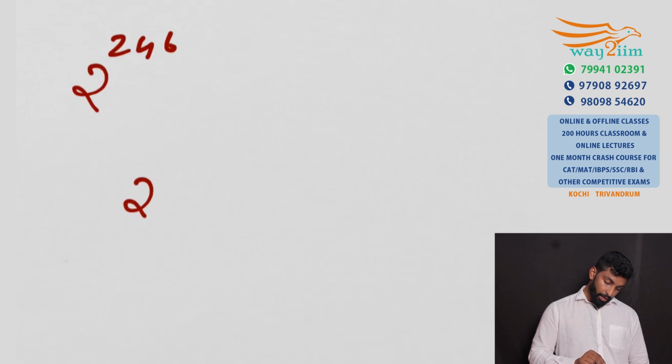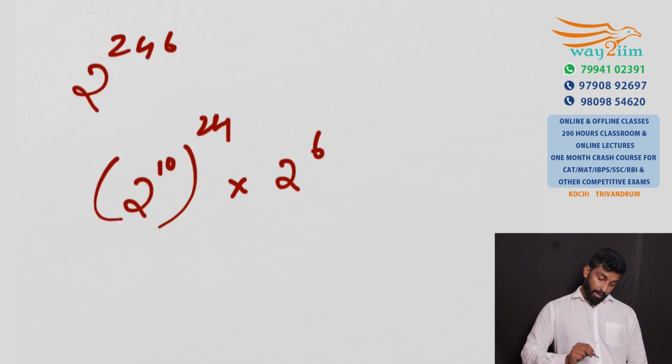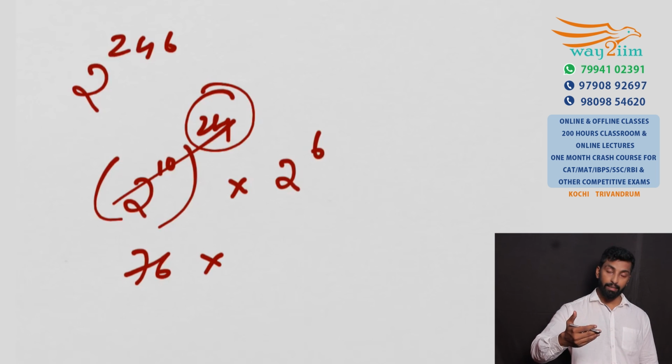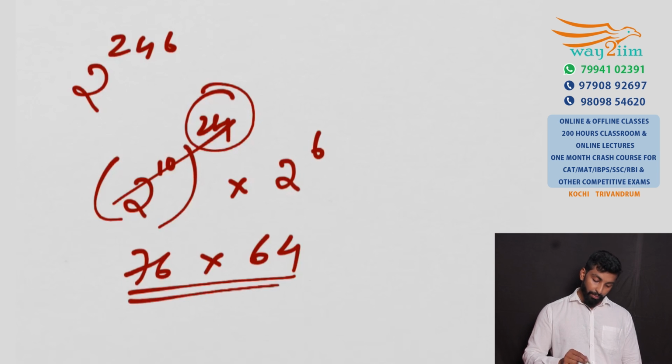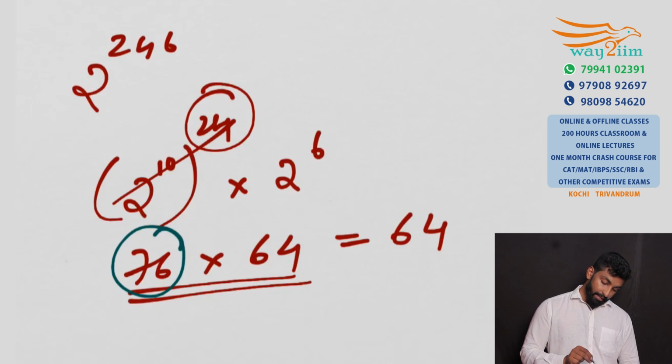Let's take the question 2 raised to 246. Now how will you write it? 2 raised to 10 raised to 24. That means up to 240 is covered, right? Then you can write it as 2 raised to 6. So this part, this is 76 because this is even, and this part you need to count manually. 2 raised to 4 is 16, right? 2 raised to 5 is 32, 2 raised to 6 is 64, and then you have to multiply. So when you multiply, you'll get 64.